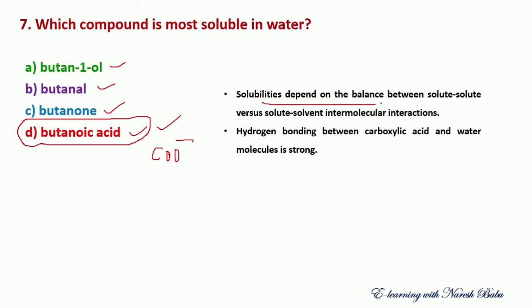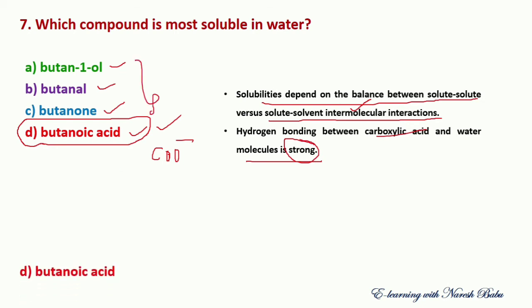Solubility depends on the balance between the solute-solute and solute-solvent intermolecular interactions. So intermolecular interactions are mainly involved. The hydrogen bonding between carboxylic acid and water molecule is strong, we can observe. So in comparison with these three, the answer is butanoic acid.